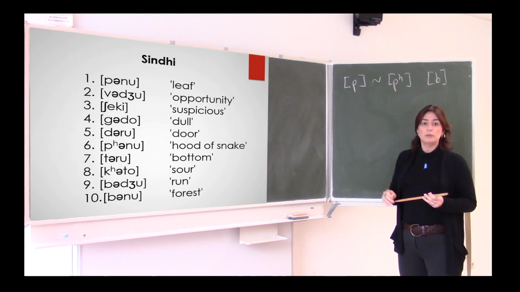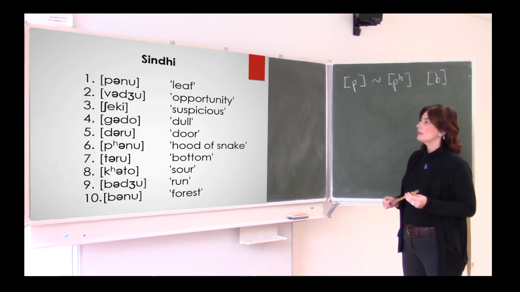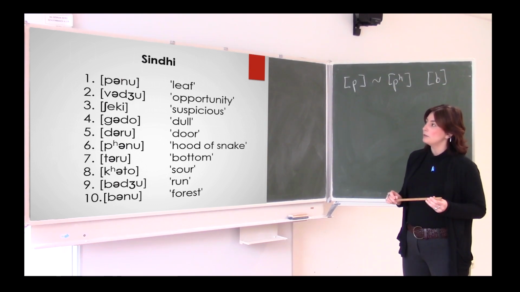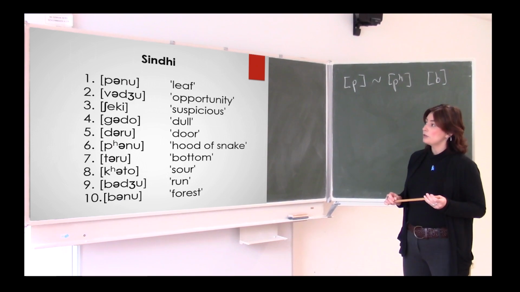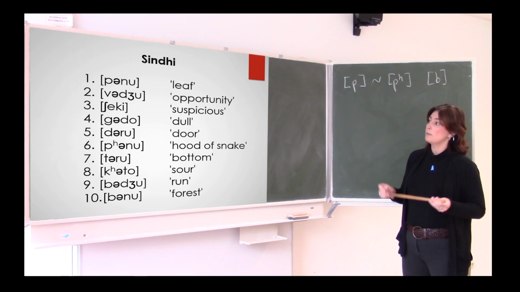And we indicate it with this curly little line. Now, look at number 1 and number 10. Pano versus bano. Pano means leaf, and bano means forest. They are identical except for one phone, and there is a change of meaning. So pano, number 1, and bano, number 10, are also minimal pairs.